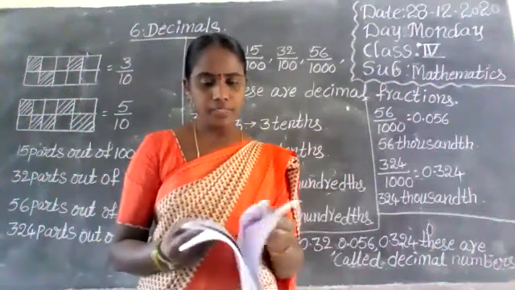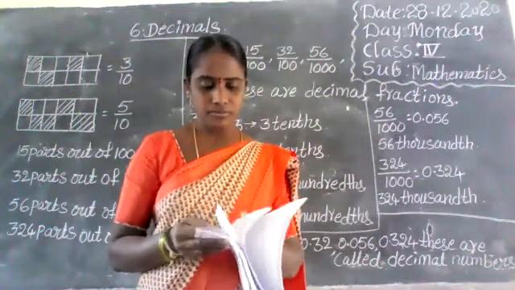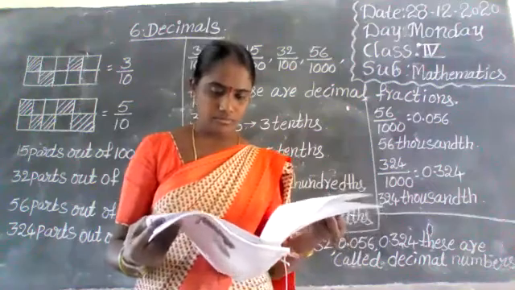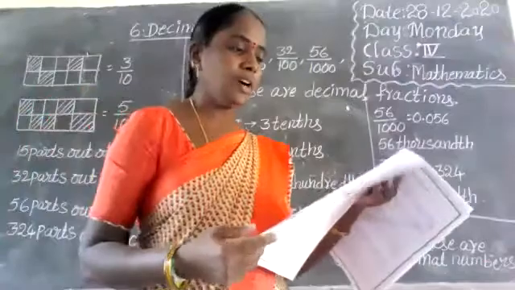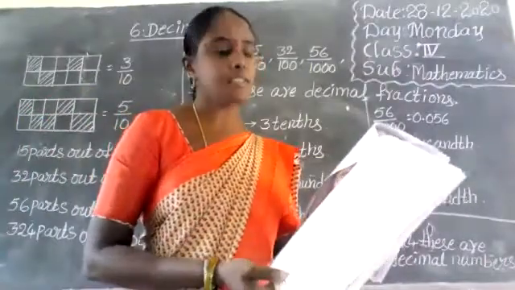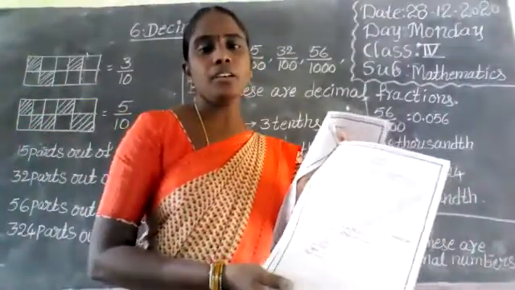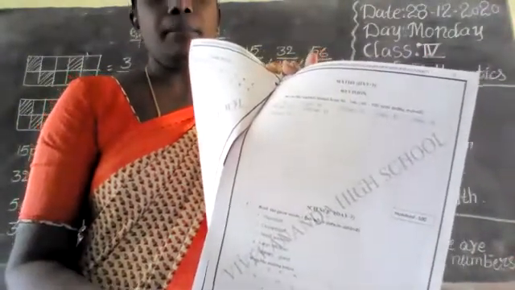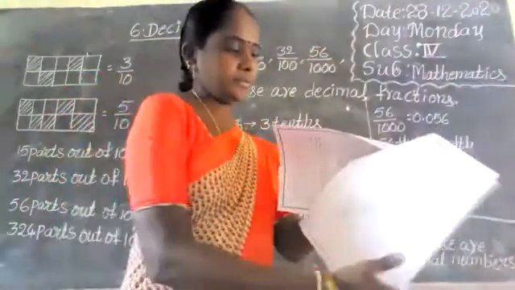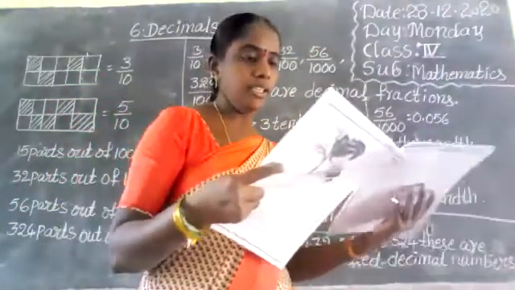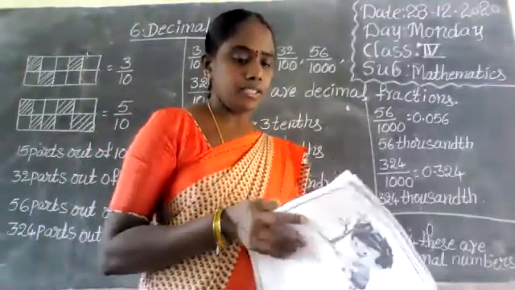And first, in day 1, write the number names from 50 to 100. 50 to 100 numbers and number names. So you complete the numbers with number names also. This is only the day 1 worksheet.